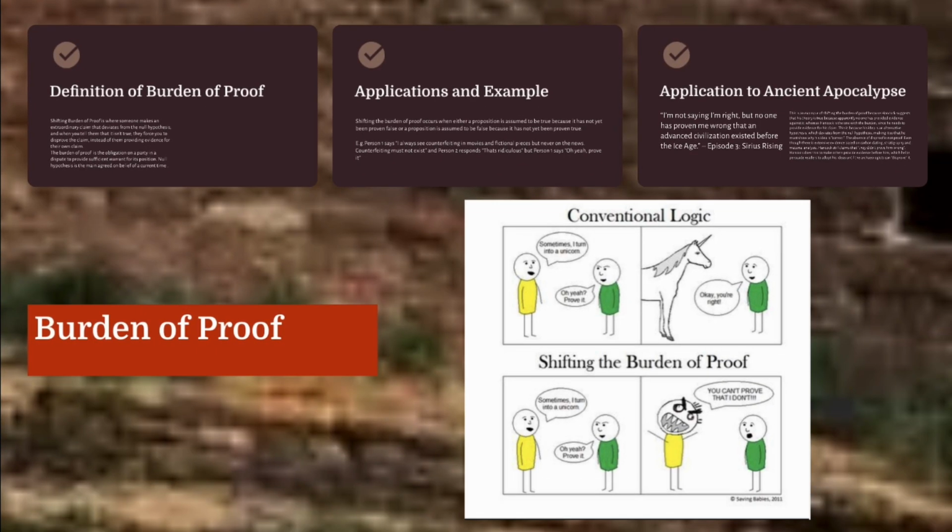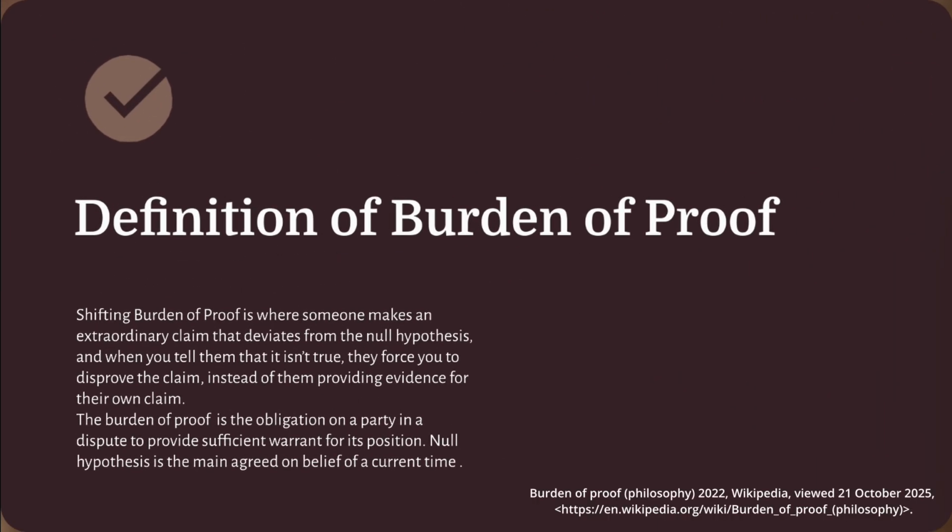Shifting the burden of proof. Shifting burden of proof is where someone makes an extraordinary claim that deviates from the null hypothesis, and when you tell them that it isn't true, they force you to disprove the claim, instead of providing evidence for their own claim. The burden of proof is the obligation on a party in a dispute to provide sufficient warrant for their position. The null hypothesis is the main agreed on belief of a current time.